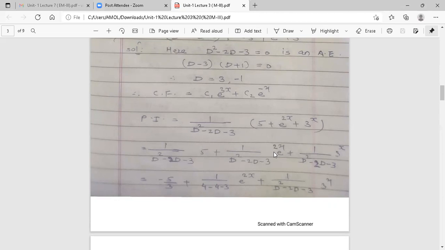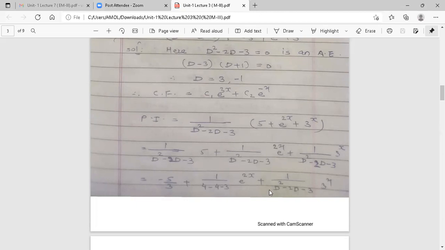Now the second term is the exponential function e to the power 2x. How to solve for the exponential function e to the power 2x? Replace d by the coefficient. The coefficient here is 2, so replace d by 2. 2 square is 4, so here 4 minus 2 twos are 4. Again the value of d is 2, 2 twos are 4, minus 3.